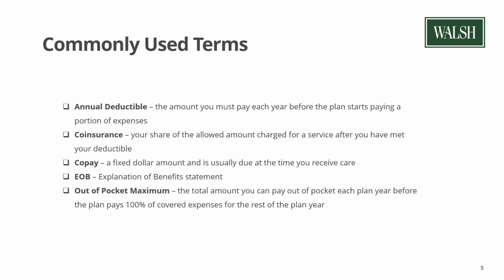EOB, explanation of benefits. So again, with every provider or facility visit, they are going to submit a claim to Independent Health for remittance, and once that has been processed, they are going to prepare an explanation of benefits that's going to show you what the date of service was, who the providers were, what was done, and what is going to be your portion of the responsibility for that claim, as well as what the plan pays. And then out-of-pocket maximum, that is just the total amount of money that you can pay out of pocket in any plan year before the plan picks up 100% of the expenses for the rest of the year.